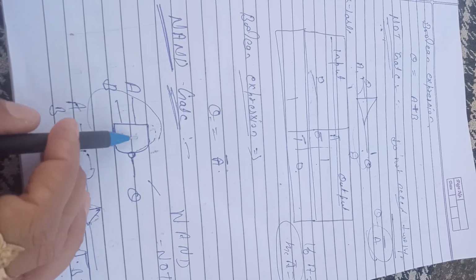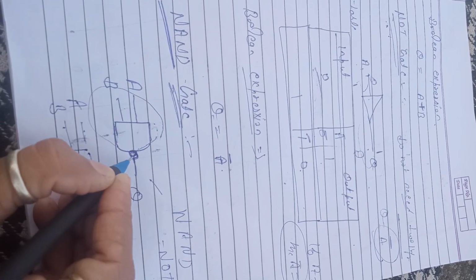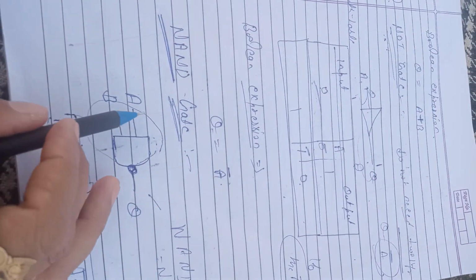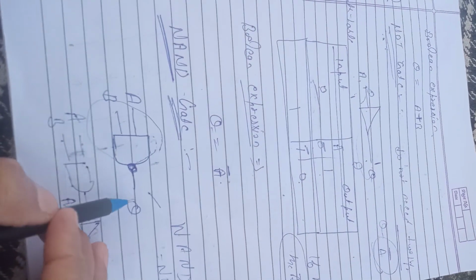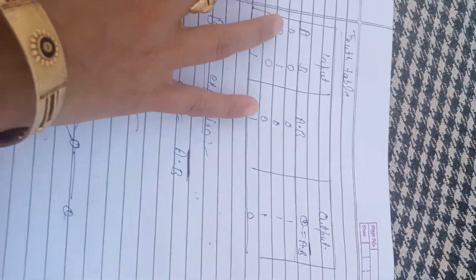So in the short form we write this. This is the AND gate and this is the symbol of the NOT gate. Here A and B are the inputs. When we apply input, then it gives the output. This is the truth table.